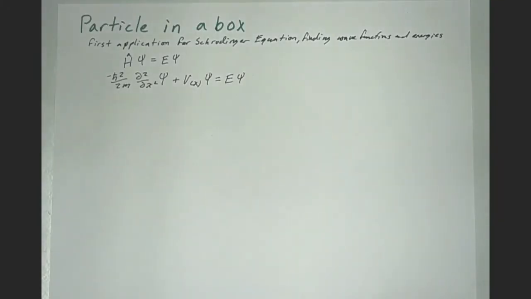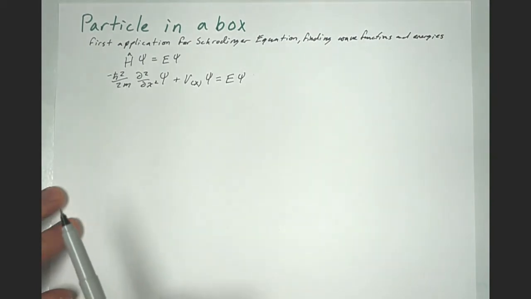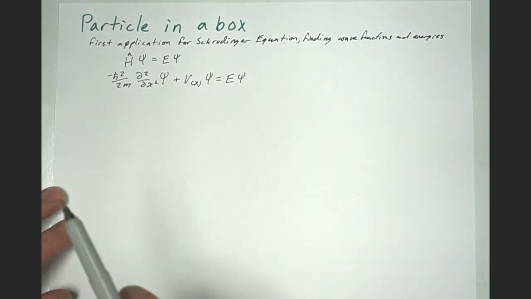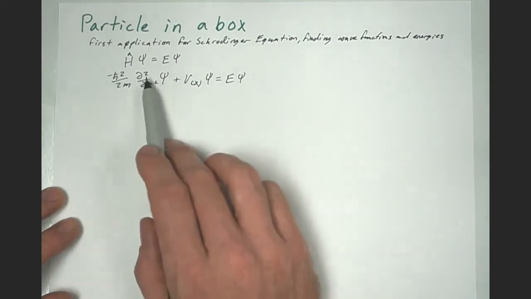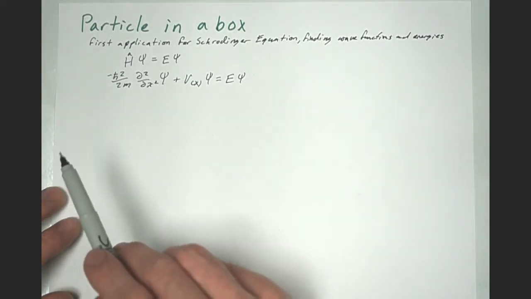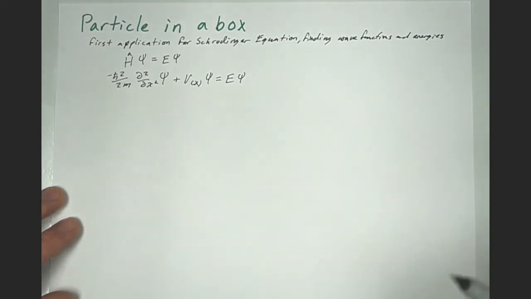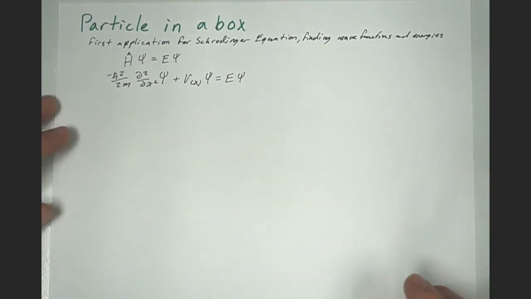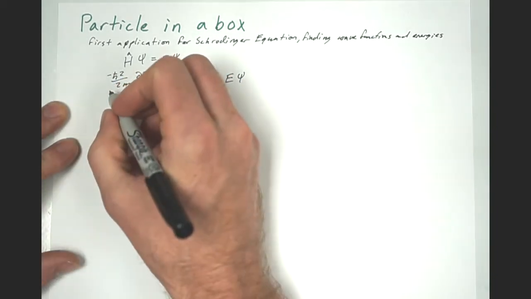Let's take a look at our first application for Schrodinger equation, finding wave functions and energies for a particle in a box. So recall Schrodinger's equation, Hamiltonian operator operating on psi equals energy times psi. We can write out our Hamiltonian operator, minus h bar squared over 2m times the second derivative with respect to x of psi plus V of x times psi equals E psi. And simplest case, let's just set our potential energy surface equal to 0.